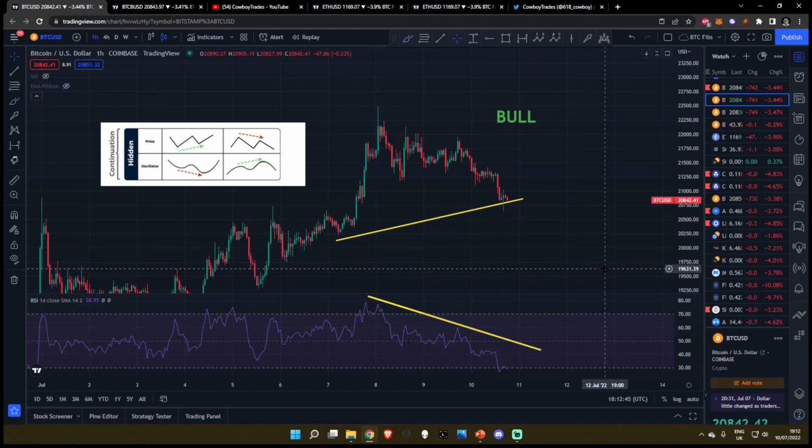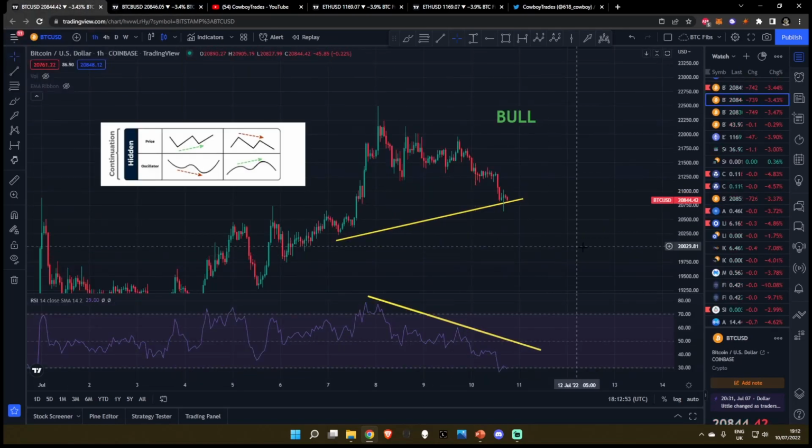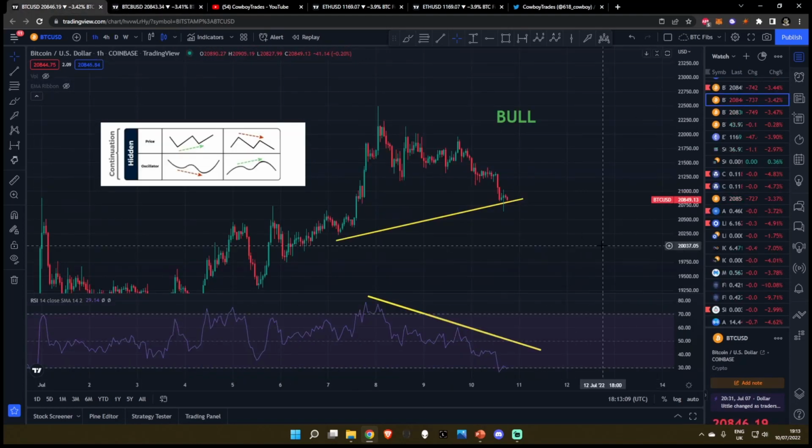Now, I would like to state something very important before we move over to hidden bearish divergence. We are looking at hidden bullish divergence currently playing out on the 1 hourly time frame, and we're going to be looking at hidden bearish divergence playing out on the daily time frame. The daily bearish divergence has been playing out for almost a month now, but the hidden bullish divergence has only been playing out for 3 days on the 1 hourly time frame.